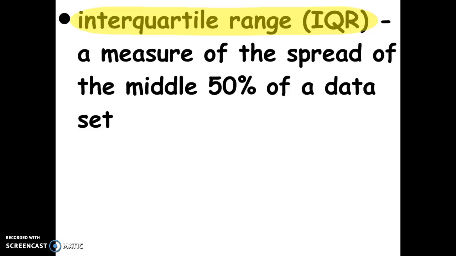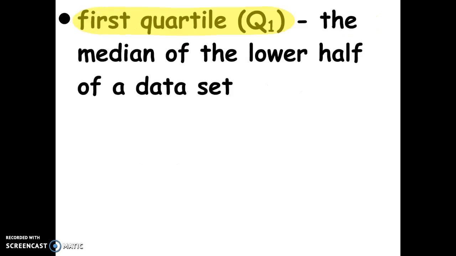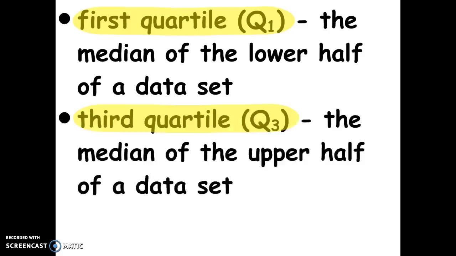Interquartile range, or IQR, is a measure of the spread of the middle 50% of a data set. You calculate IQR by taking the Q3 and subtracting the Q1. The Q1 is the first quartile, and that is the median of the lower half of a data set. The Q3 is the third quartile, and that is the median of the upper half of a data set.